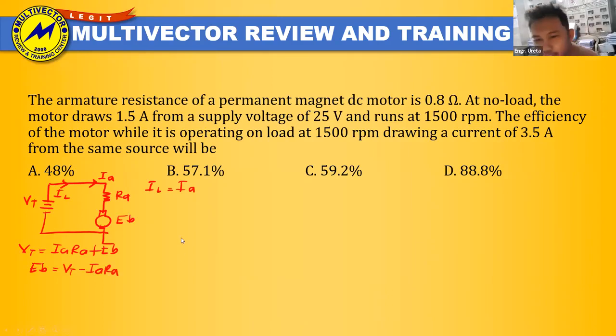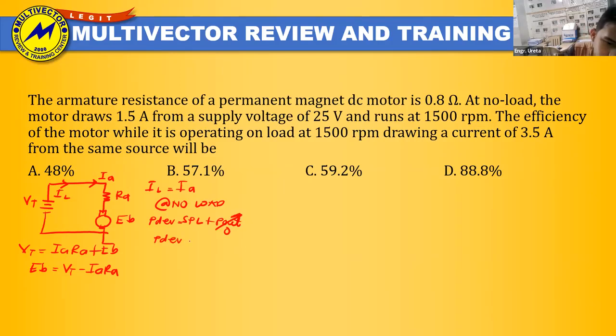Okay, so may binanggit kasing condition, sir. Binanggit niya, at no load. At no load, in terms of power flow, ito yung power flow natin. The power developed is just equals to the stray power loss or SPL plus the output. Kapag no load tayo, yung output natin 0. Therefore, the power developed is just equals to my stray power loss.